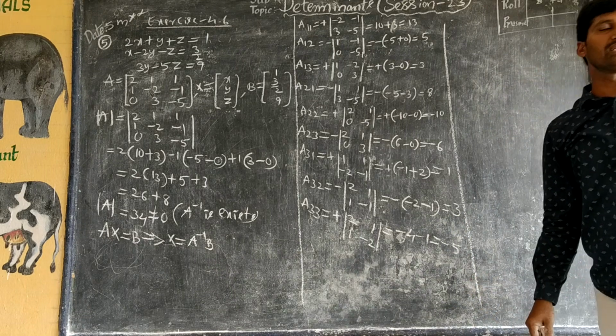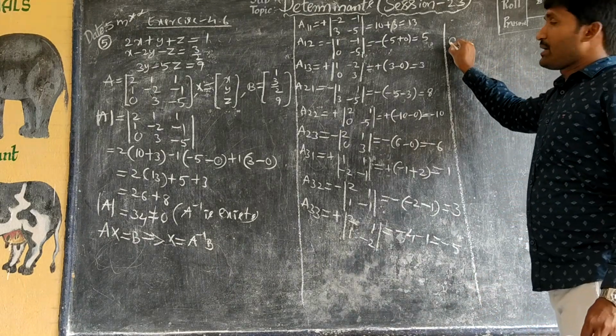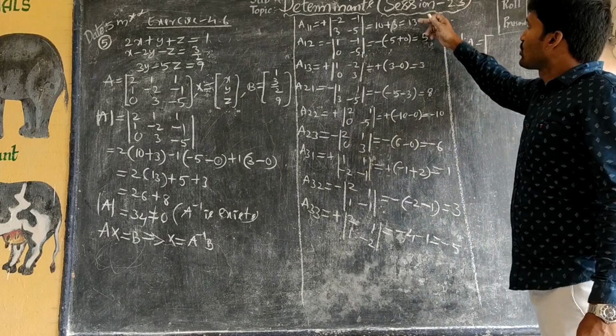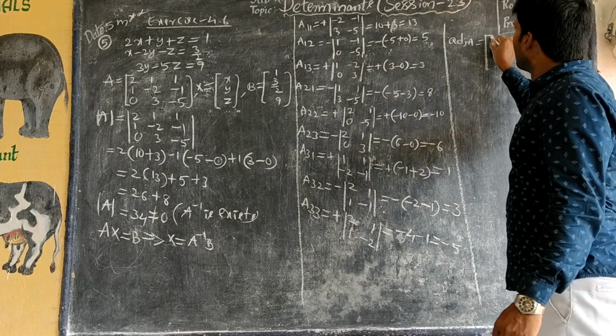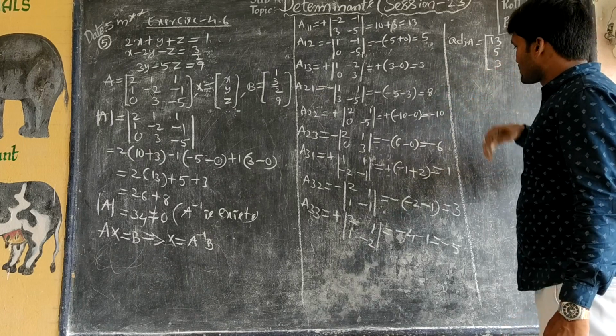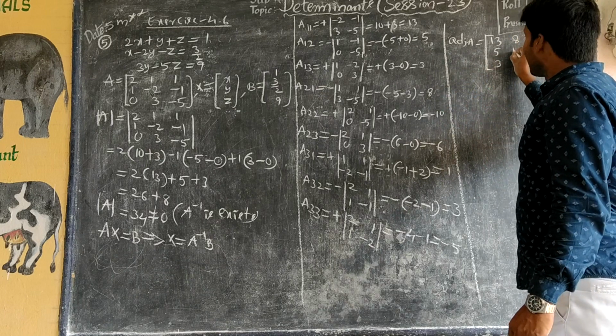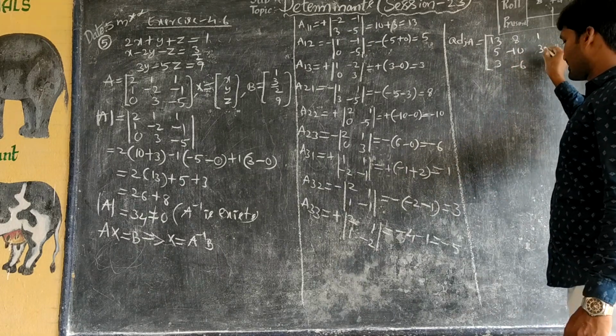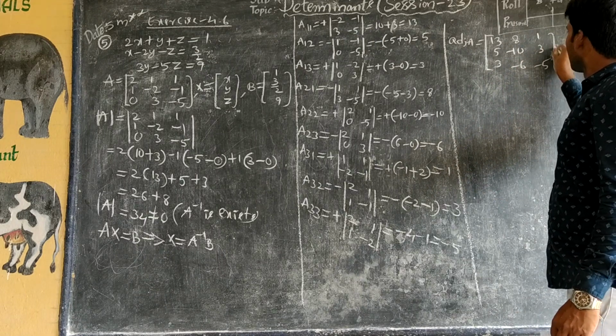Now from this we need to write adjoint A. Adjoint directly, how to write? First row cofactors go in the first column: 13, 5, 3. Next three values in the second column: 8, minus 10, minus 6. Next, 1, 3, minus 5.